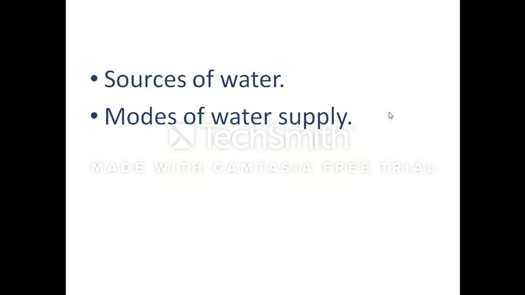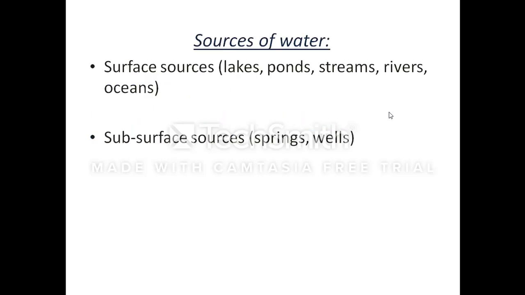In this lecture, you will study about the sources of water and the modes of water supply. Now, first the sources of water supply. As you know, the water on earth undergoes the circulation from oceans to atmosphere to ground and again to oceans. This circulation is called hydrological cycle.